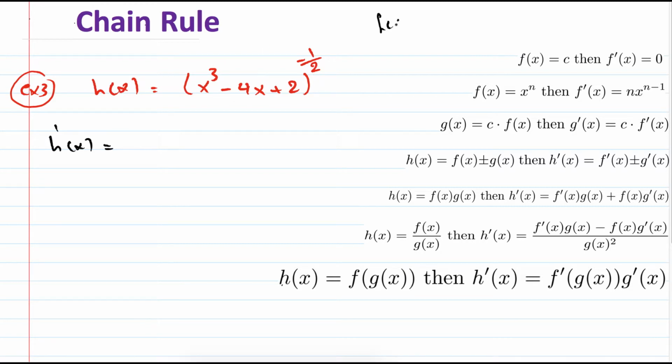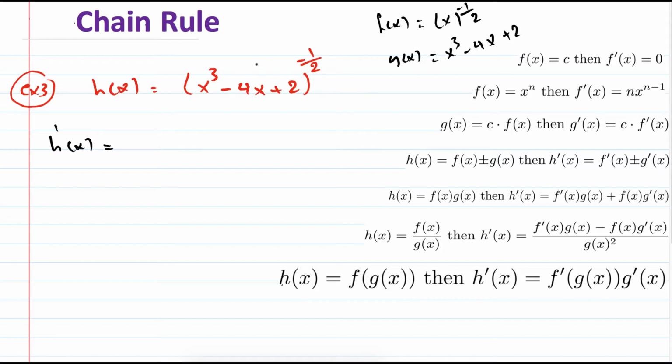Okay, so f of x equals x raised to a power of minus 1 over 2. g of x equals x^3 minus 4x plus 2. f of g of x: we put x^3 minus 4x plus 2 inside f of x, and it will give us h of x.